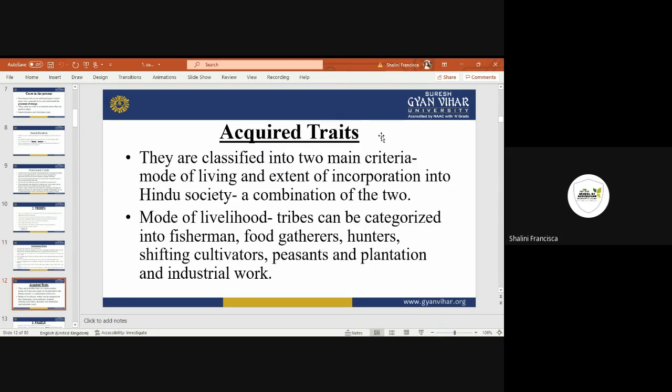If you talk about the acquired tribes, they are classified into two main categories: mode of living and extent of incorporation into Hindu society, or a combination of the two. Their mode of living depends upon the occupation they perform, like fishermen, food gatherers, hunters, shifting agriculture. Doing shifting agriculture, they were peasants, plantation workers, and industrial workers.